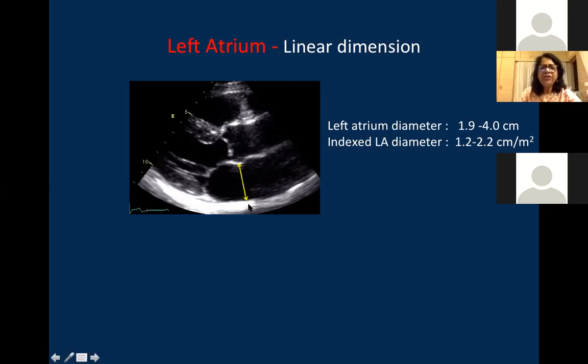This is the anteroposterior diameter only, but the left atrium also has a medial to lateral diameter, and a superior to inferior diameter, because it's a chamber, it's a three-dimensional structure. So it may so happen that a patient may have a normal anteroposterior diameter, but the left atrium is increasing in the medial to lateral aspect or in the superior to inferior aspect.